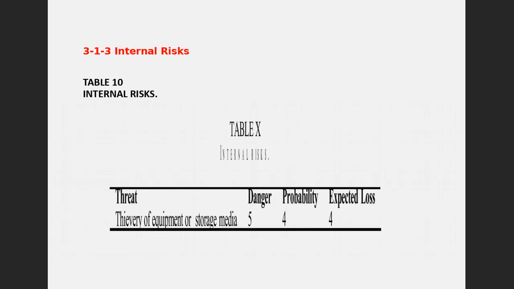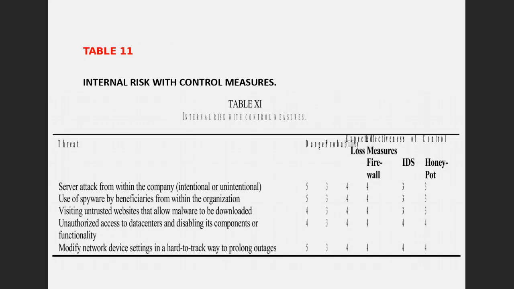Okay, we have internal risk. Internal risk is something coming from inside of the organization. Like we see here, if someone is storing something or helps someone to get some data from inside the organization. Next, we have a table also. It's dealing with internal risk with controlling measurements, and also explains how we can deal with that kind of risk. And this list on the left is a kind of risk coming from inside of the organization, and the impact on the right side of the slide.